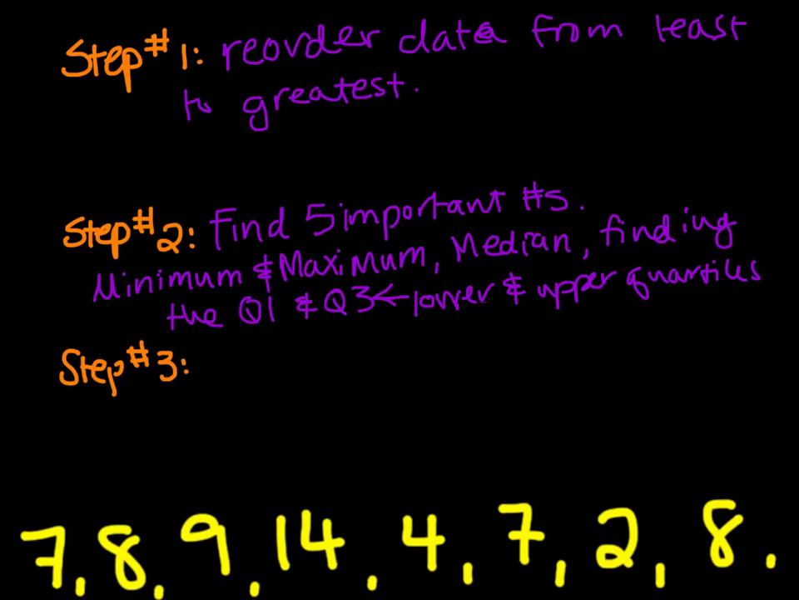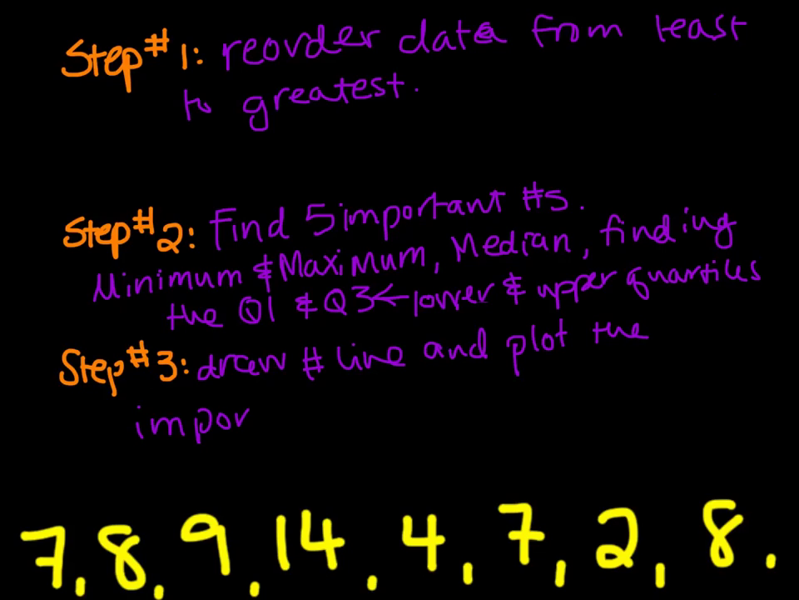After that, we need to draw a number line. This is our step 3. Draw a number line and plot the important numbers. So let's take this concept and actually put it to some use with our data that we have here.